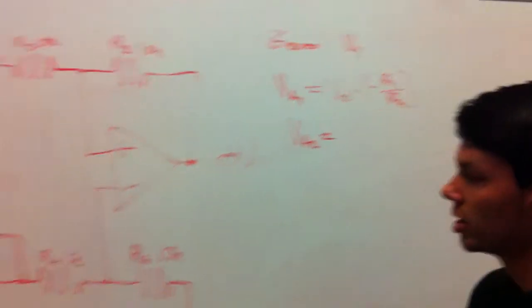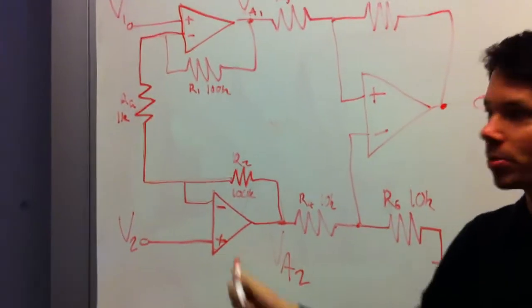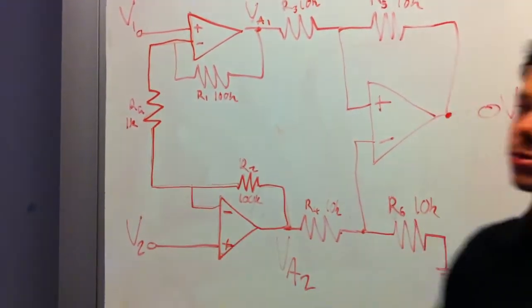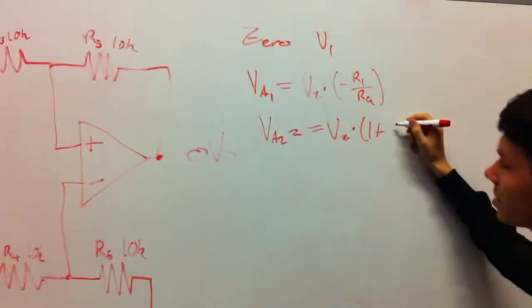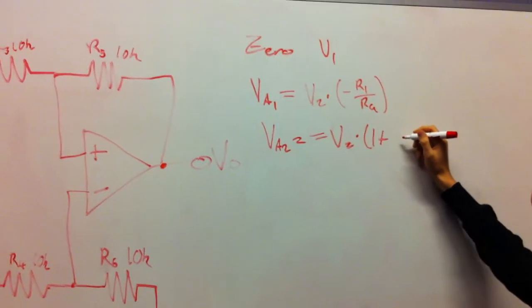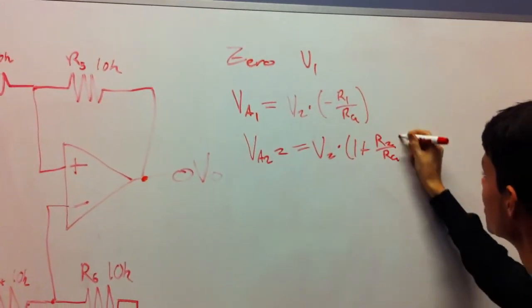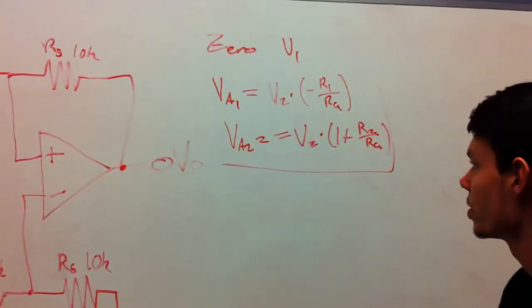VA2 is here. We've got voltage source 2 going through the positive terminal. Again, that's our feedback resistance, that's our input resistance, with the virtual short circuit. That's going to be equal to V2 times 1 plus R2 on RG. All right, that's all the superposition for zeroing V1.